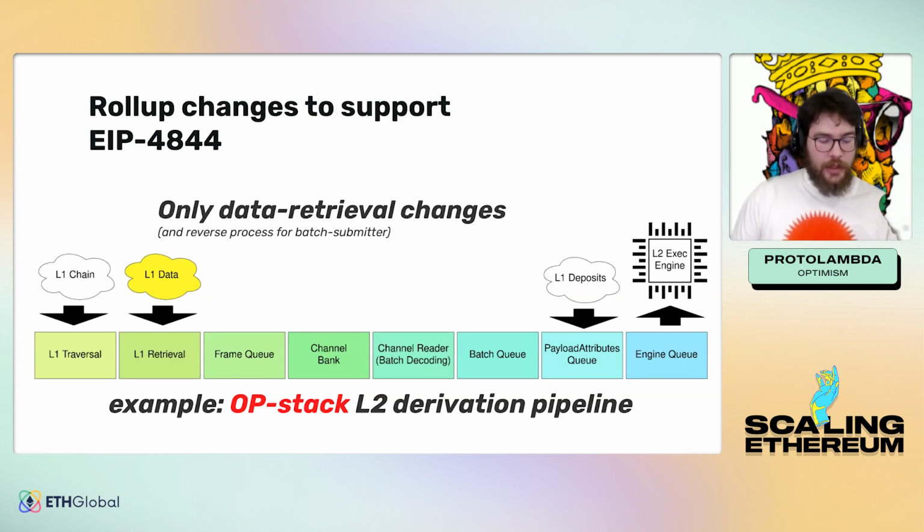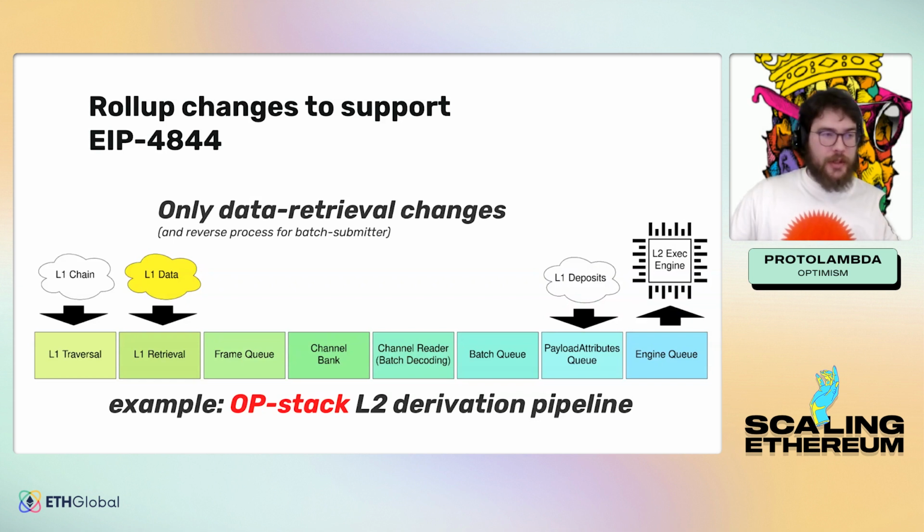And what it really does, it traverses the layer 1 chain, the chain of inputs. It retrieves the data. It processes the data. It might use a layer 2 execution engine to process the data. It's really only the retrieval that we have to adapt to this new type of data.